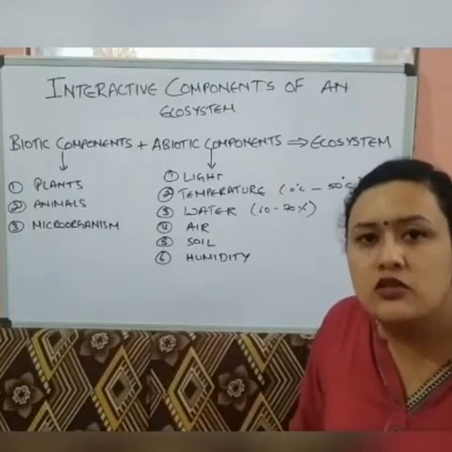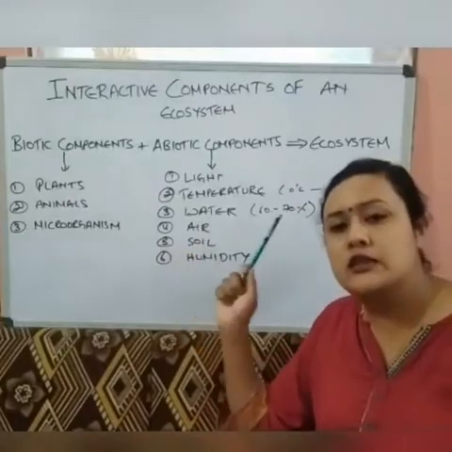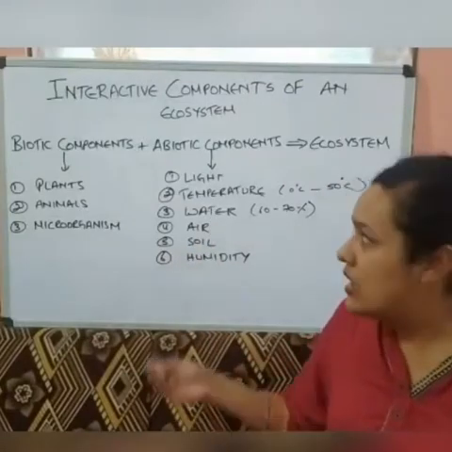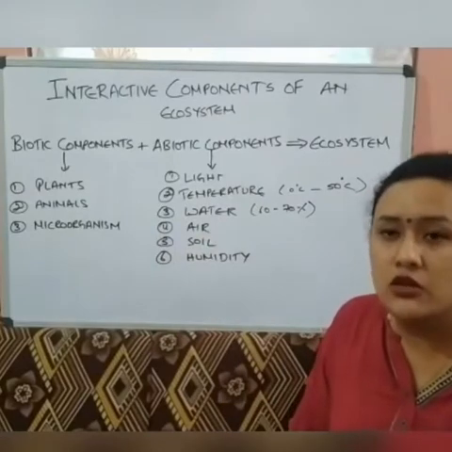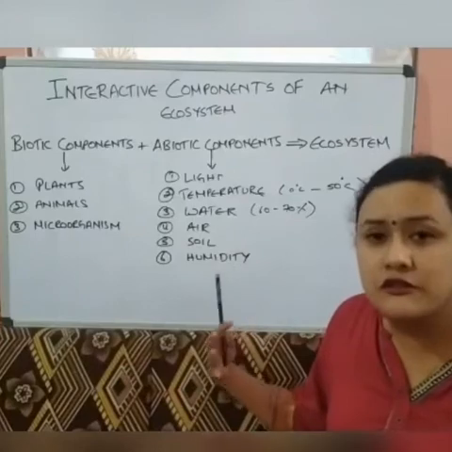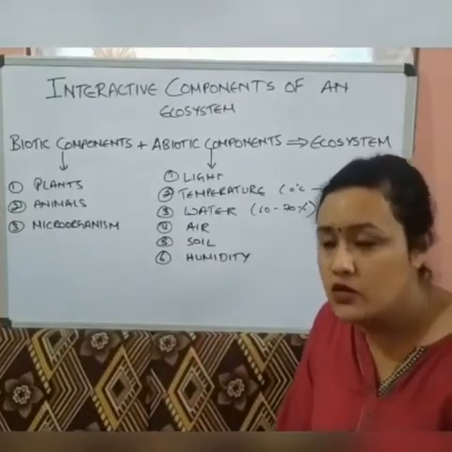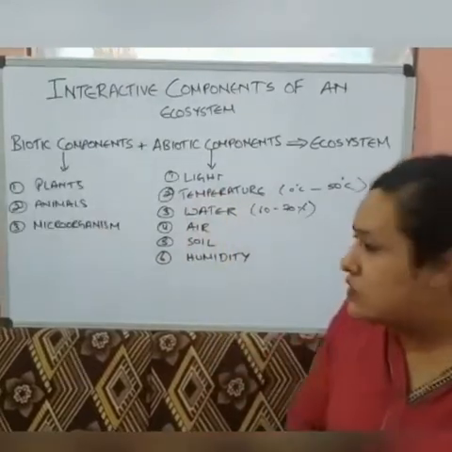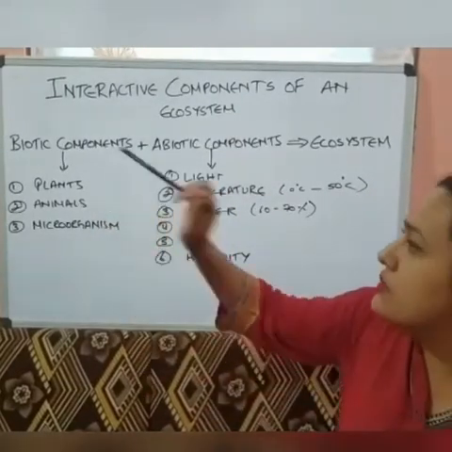In an ecosystem, biotic components are useful for abiotic components directly or indirectly, and these abiotic components are also very, very necessary, directly or indirectly, for an organism, for the survival of an environment or an ecosystem. So this makes up an ecosystem. First let me discuss the biotic components.